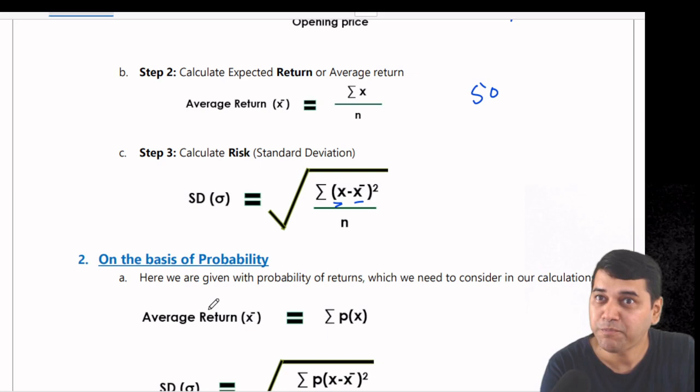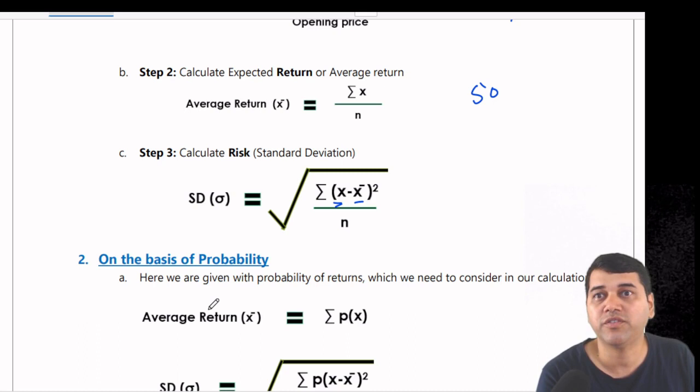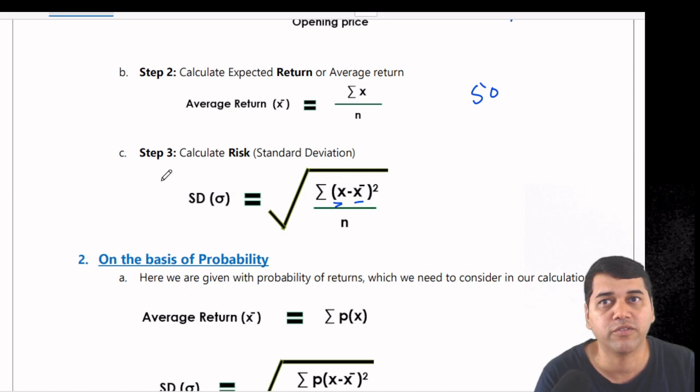So you can identify the stocks first using the past trend. Like shares of Infosys: volatile. It can give you a zero return also. It can give you an exceptional return also. Understood the first one? This is based on the past data.